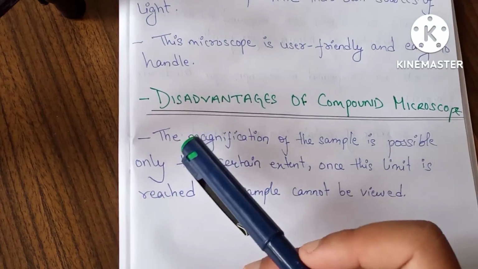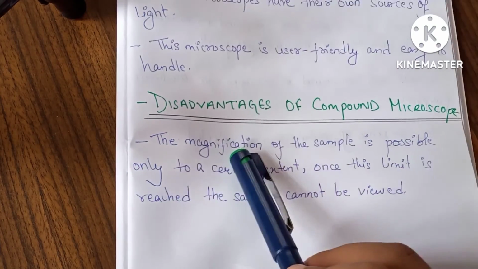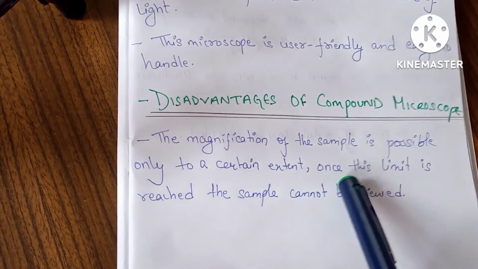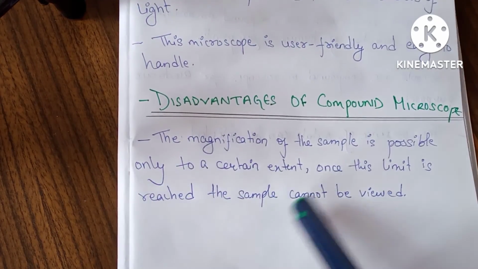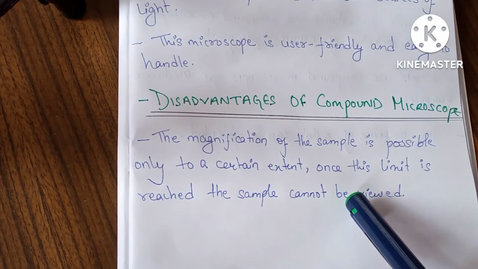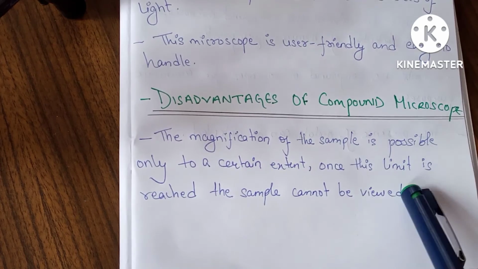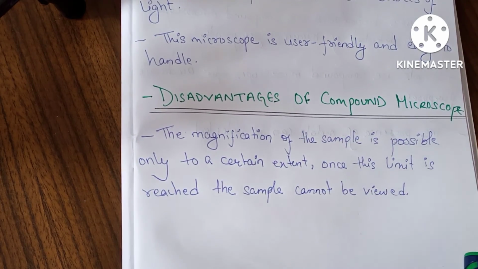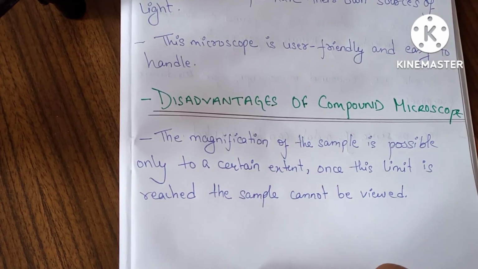Now we'll discuss the disadvantages of the compound microscope. The magnification of the sample is possible only to a certain extent. Once this limit is reached, the sample cannot be viewed. That means the compound microscope has this limit, so we cannot see the image beyond that limit. So these are the advantages and disadvantages of the compound microscope.